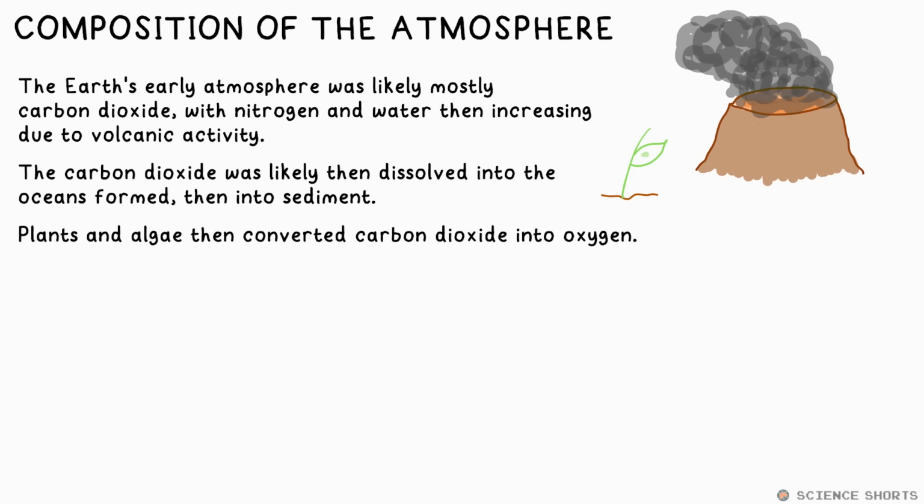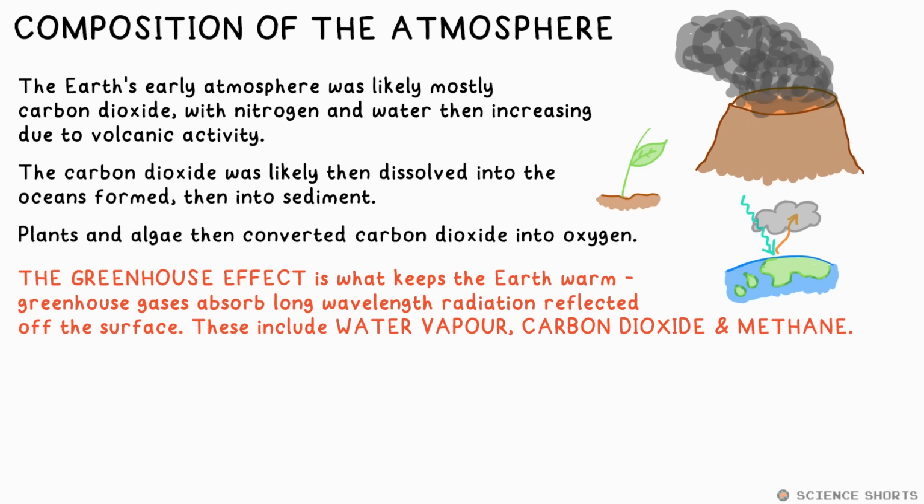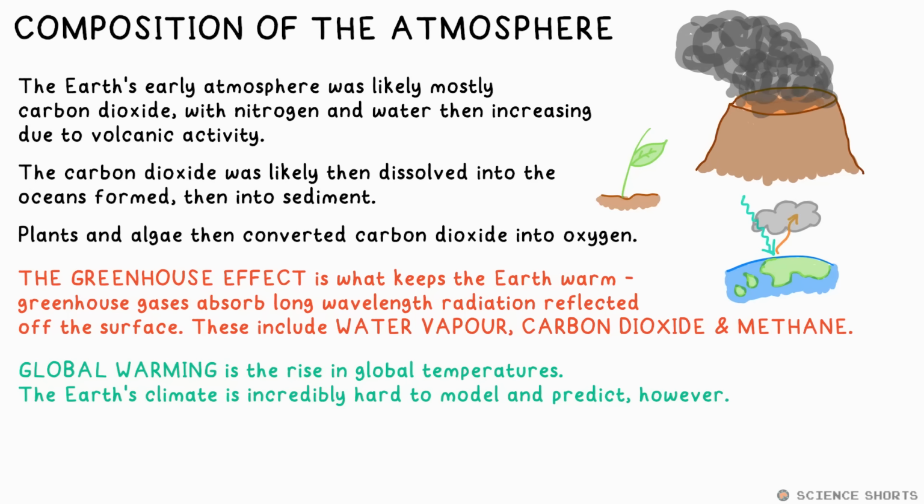Algae and plants turn CO2 into oxygen through photosynthesis, and we now have about 0.03% CO2 in our atmosphere. Water vapor, carbon dioxide and methane absorb longer wavelength radiation to keep the Earth warm. This is the greenhouse effect. Without this, we'd freeze. CO2 levels have increased since the Industrial Revolution, which many think is responsible for the increase in global temperatures.